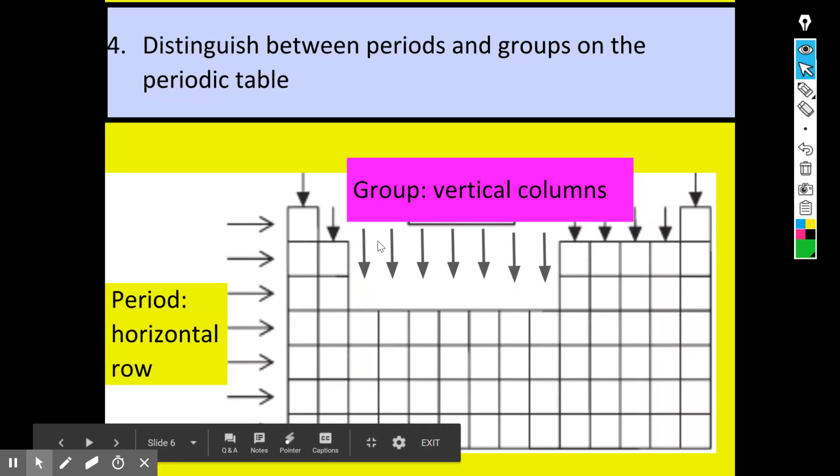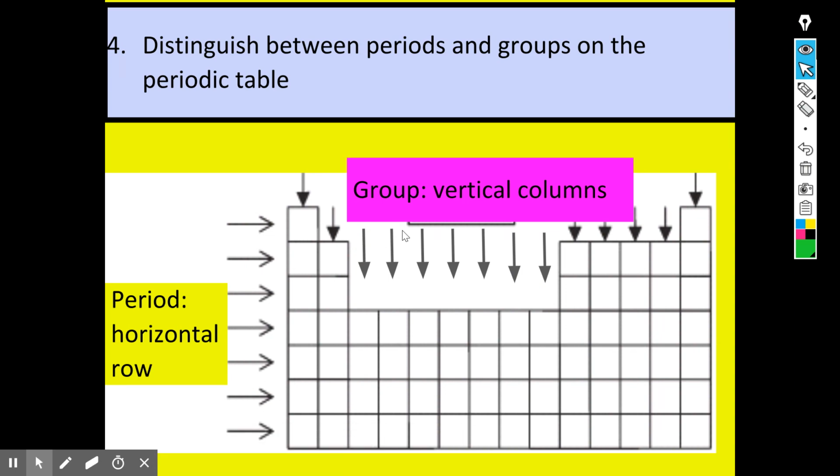Just to review, there's nothing to write on your paper for this, but just to review what you have on that periodic table that you've already colored and labeled. Groups with the letter G. Groups go up and down.